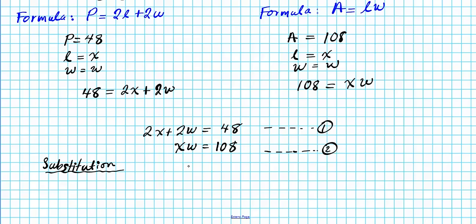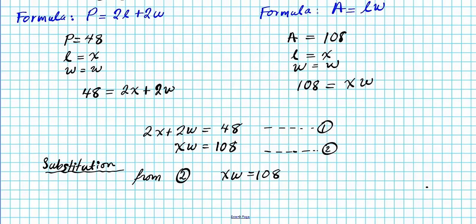Okay, so now we're going to isolate a variable in one of the equations and plug in the value of that variable into the other equation so that we have only one variable in one of the equations. Okay, so I'm going to start with the second equation from 2. We have xw equals 108. Now I want to isolate w and then plug in the value of w into equation 1 and then solve it.